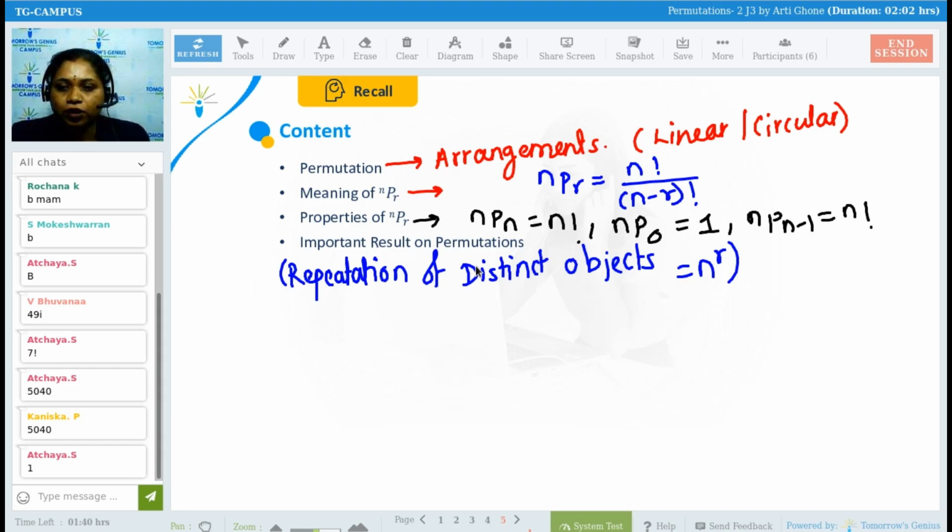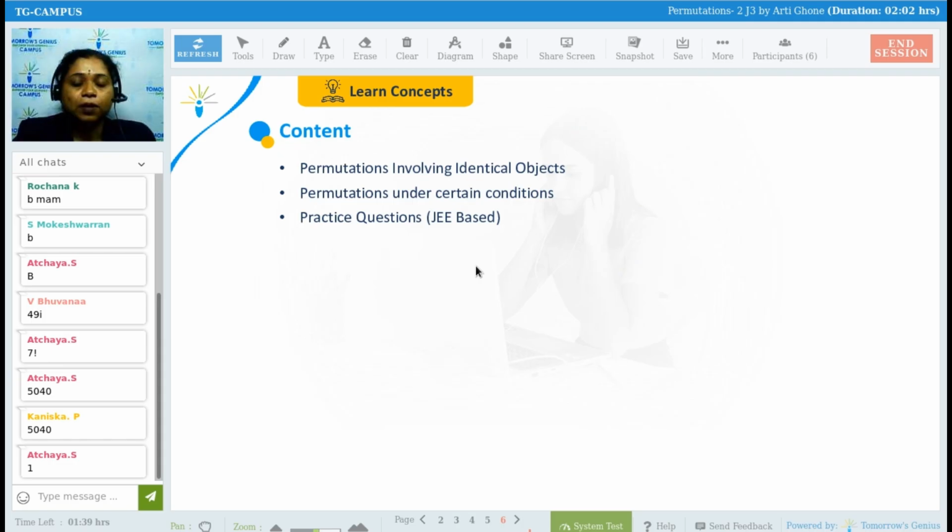Like I want to post 4 letters in 5 different post offices. So it will be 5 raised to power 4, because the first post office can get any of the letters A, B, C, D. The second post office also can get letters A, B, C, D. The third post office also gets A, B, C, D. Clear? So 4 different letters in 5 different post offices means what? 5 raised to power 4. Clear? Okay. Now we'll have the concept in the next part.